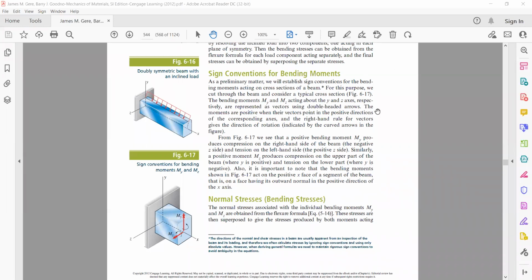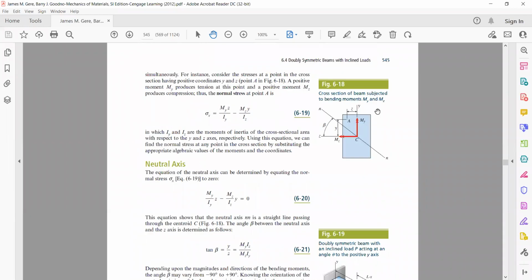Let's suppose we have a beam cross section, and this N is our neutral axis. There is a reason for it. Initially, in the previous cases, we were having the neutral axis like this. We were assuming this axis to be the neutral axis. Sometimes this was matching with our z-axis. But in the case of inclined beams, beams with inclined loads, the neutral axes are also inclined. We'll just prove it, so be careful about it.